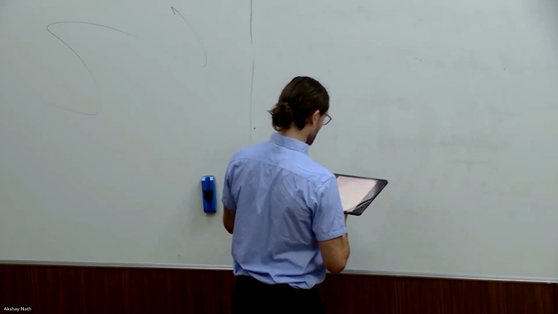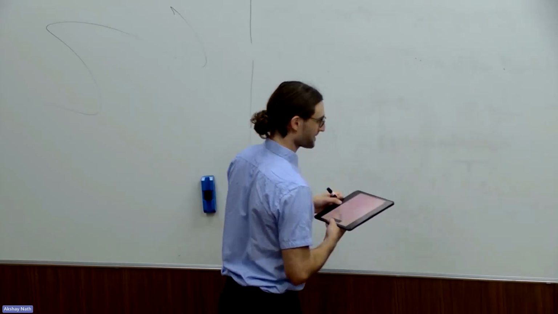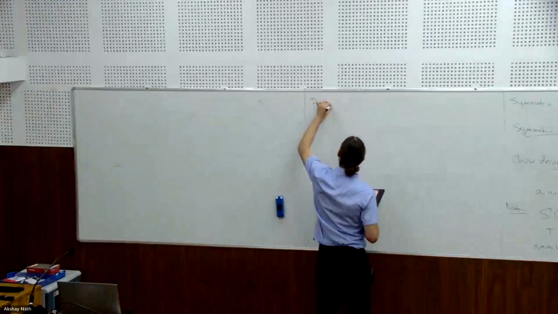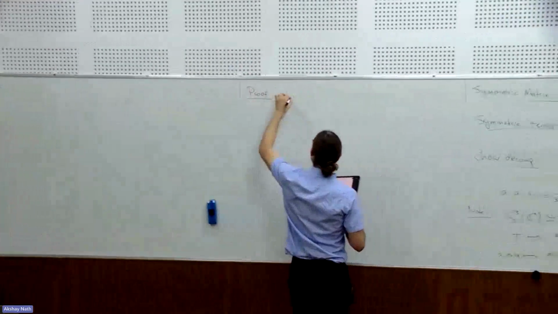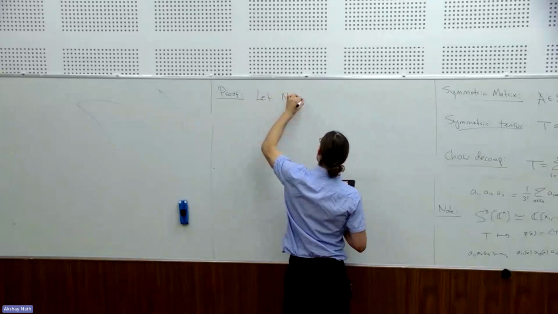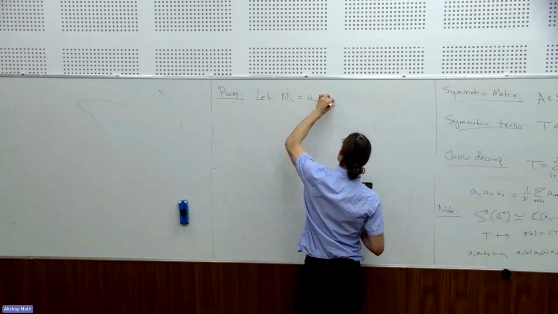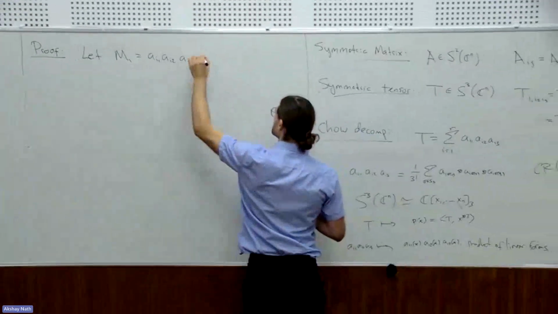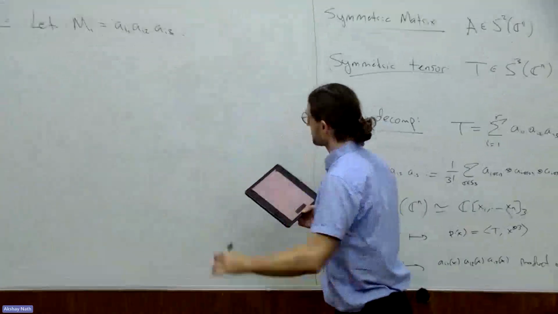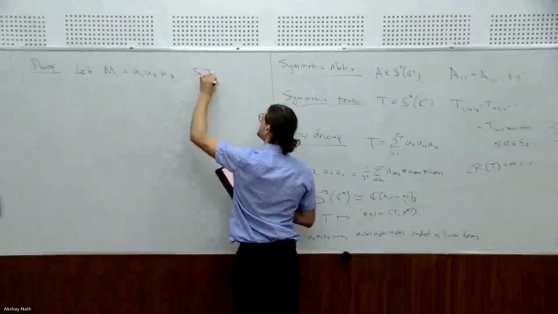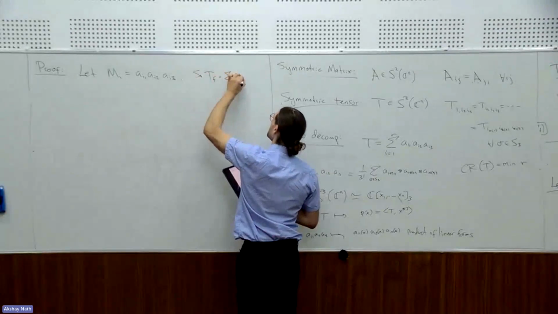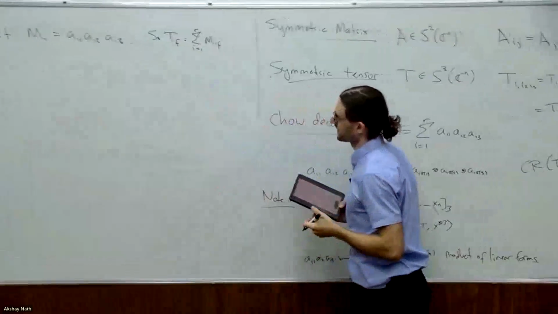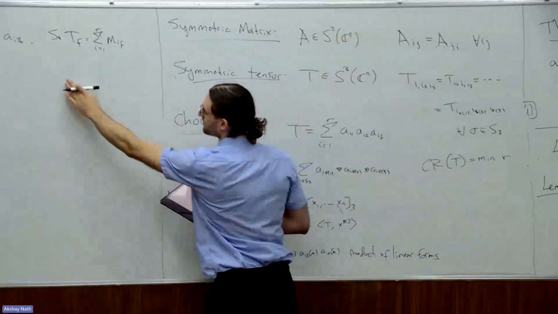Okay, let's prove it. Let M_i be A_i1, A_i2, A_i3. So T_f is the sum of the M_i contracted with f. I'll take the contraction of these M_i's.